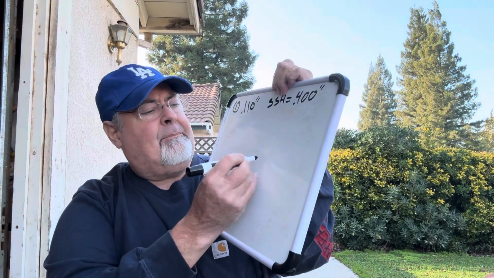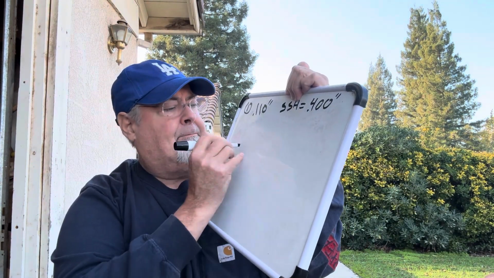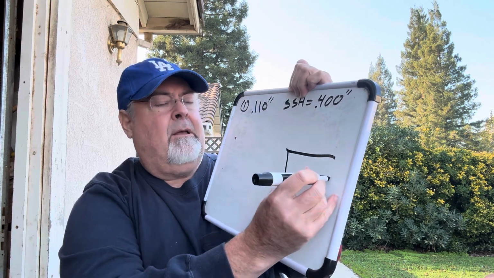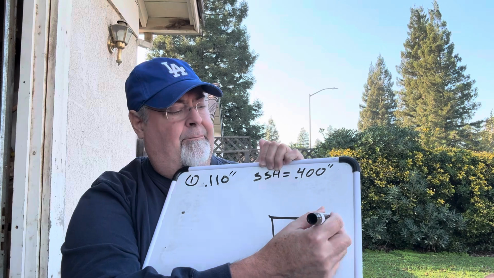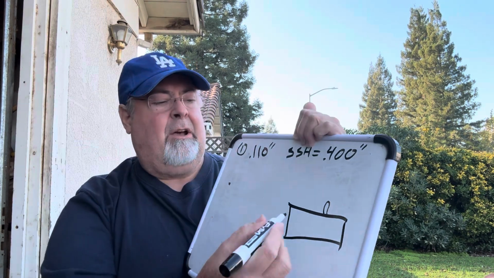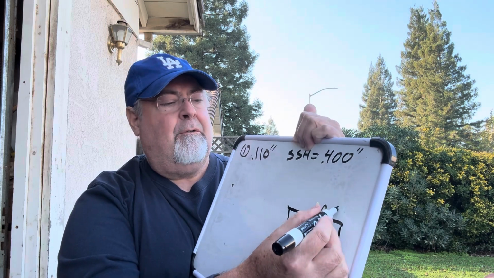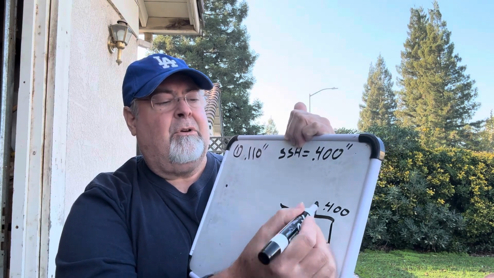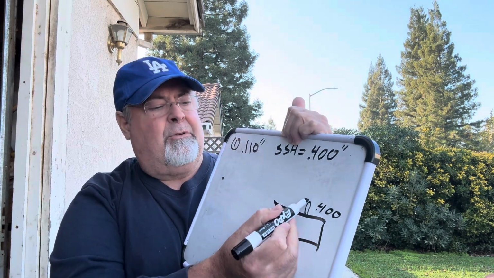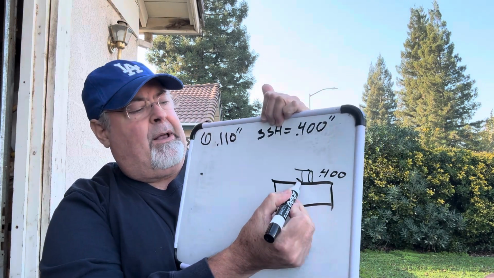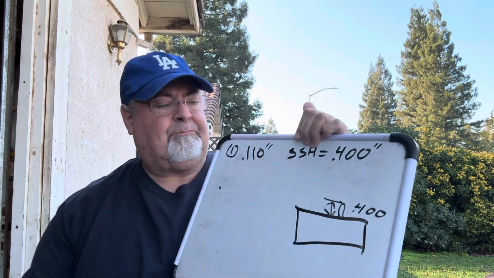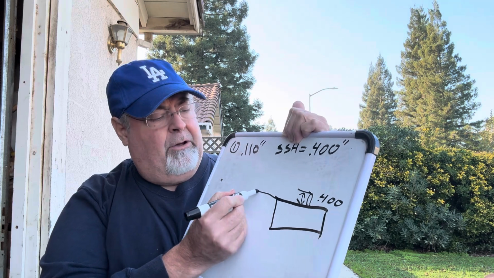Let's say here is the body of the guitar. Here is your saddle string height, so this is going to be 400 thousandths right there. That's the height we want: bottom of the string to the top of the soundboard. Then there's the angle of our neck.